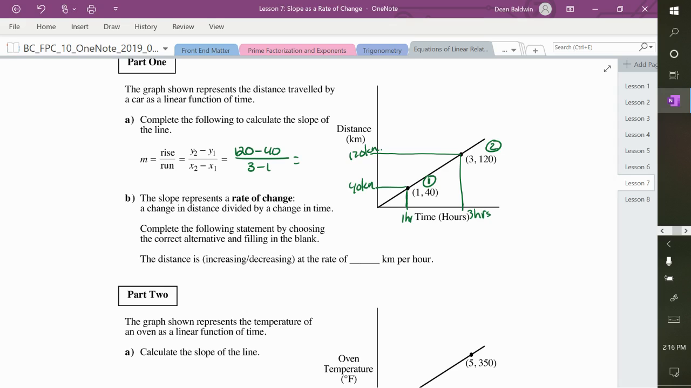120 minus 40 is 80. And because that is distance on the top, that's our y value. Those are kilometers. And the bottom is hours, so 3 minus 1 is 2 hours. What's 80 divided by 2? 40. I'm going to write it right here. And the units are kilometers per hour.